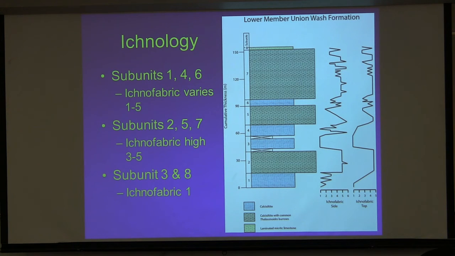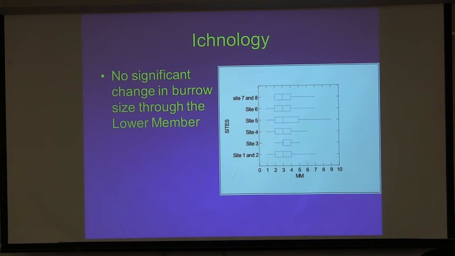In subunits 4 and 6, however, it was more varied. Subunits 2, 3, and 5, the ichnofabric, with one little exception at the top of subunit 5, was high between 3 and 5 the entire way. And in subunits 3 and 8, we saw no ichnofabric whatsoever. For the burrow size, they remain steady throughout the section at around 3 millimeters. Small size for thalassinoides is considered less than 5 millimeters.